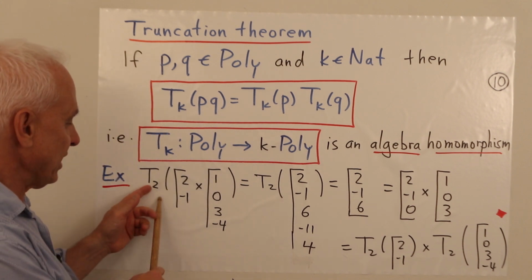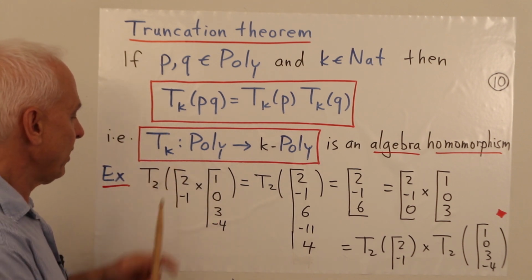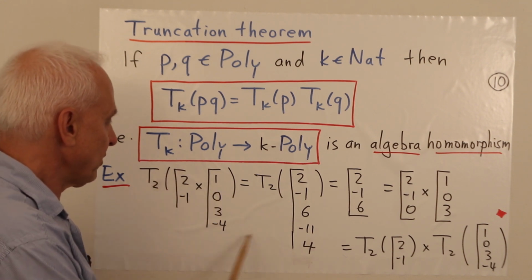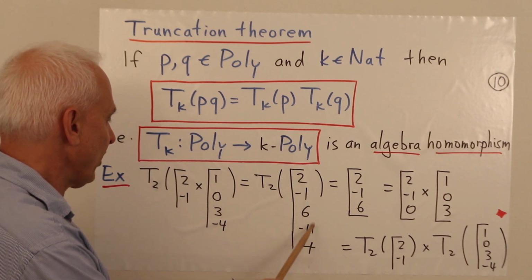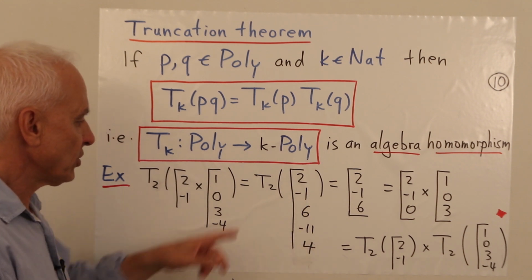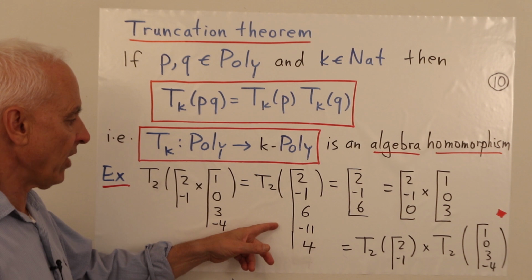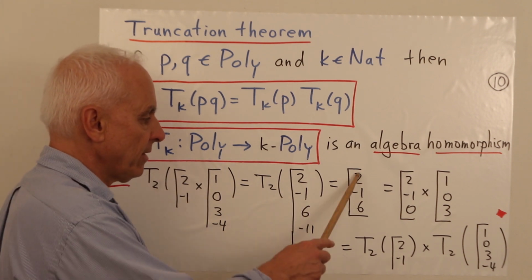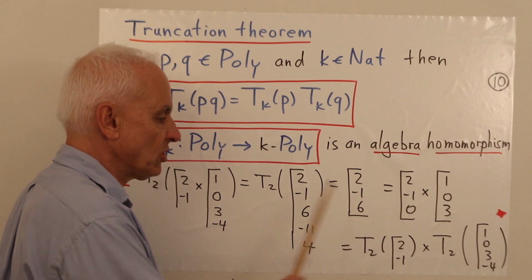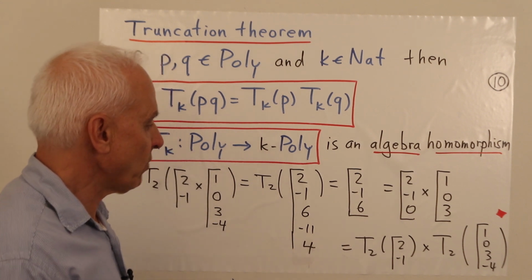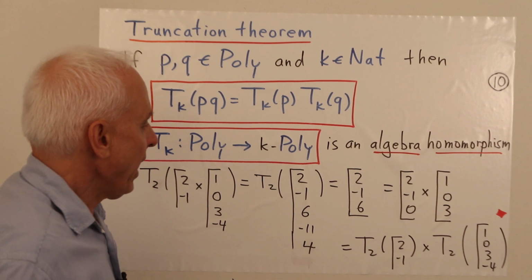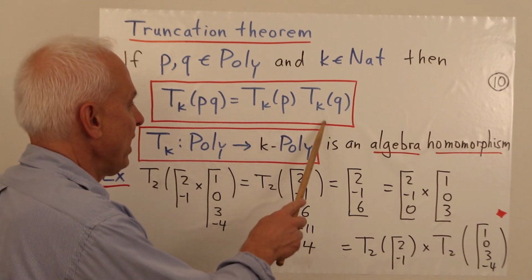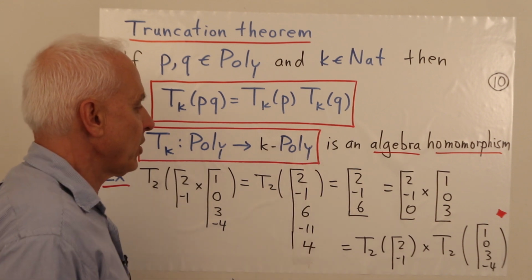So let me illustrate here. So here's, let's say, t sub 2. Here's 2 poly numbers, 2 minus 1, 1, 0, 3, minus 4. The product of these two things is, I guess, 2 minus 1, 6, minus 11, 4. So let's take t sub 2 of this. What does that mean? Well, we just take the 0th element, the 1th element, and the 2th element, and stop there to get this 2 poly. 2 minus 1, 6. And now we want to convince ourselves that this is the same as t sub k of p times t sub k of q.